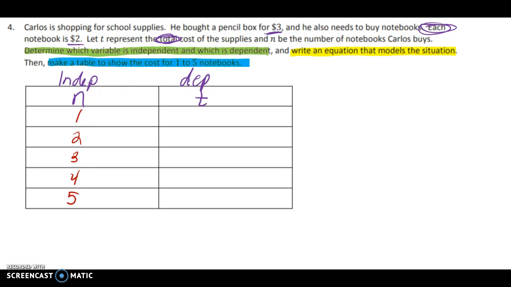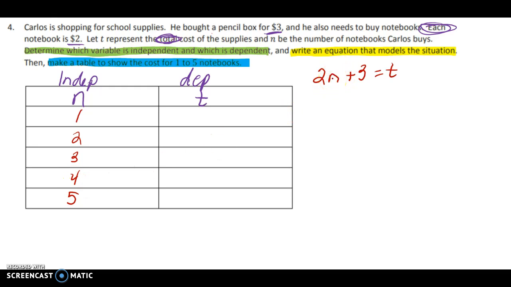We know that we are going to have a certain number of notebooks, and those notebooks cost $2 each. So I'm going to have 2 times however many notebooks I purchase. But don't forget, we also have this pencil box, which is $3. And that together is going to give us a total cost. Now all we have to do is insert the values for our number of notebooks into the N value.